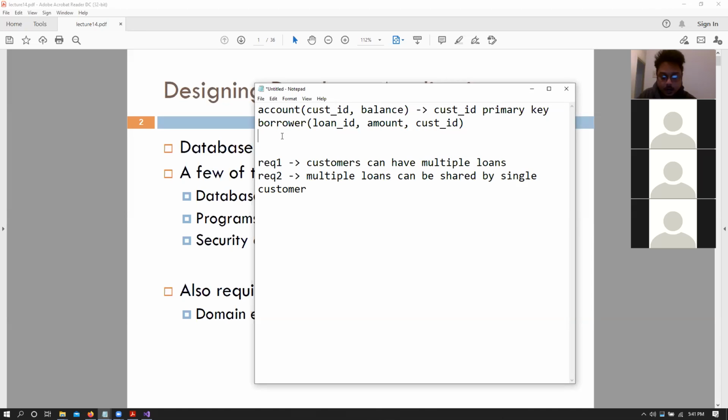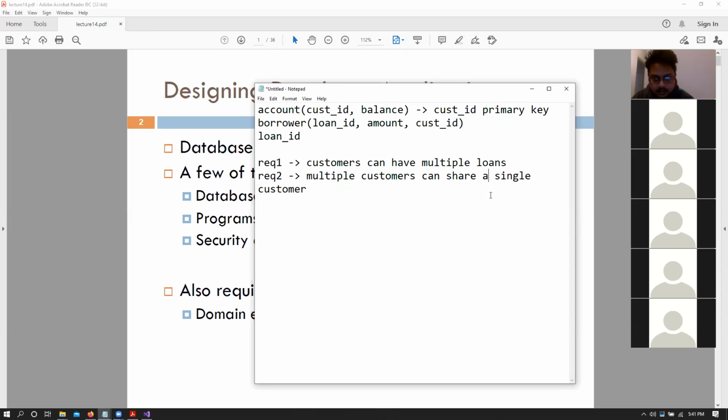You are saying loan ID would be our primary key. If loan ID is our primary key, that means we can only have a single loan ID, and that means multiple customers cannot have the same loan. I think I wrote it wrong. Give me a second. Multiple customers can share a single loan. I had it backwards, my bad.